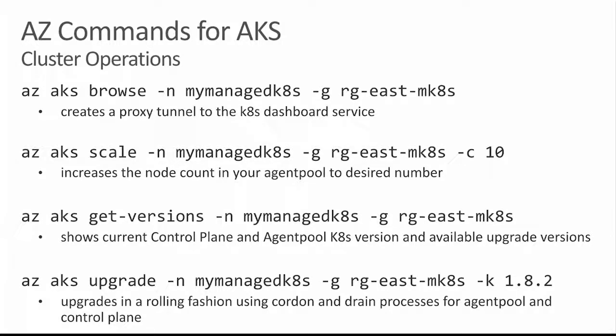We also have the AKS scale command. What the scale command does is it takes that number after -c, the new agent count, and it will increase the number of nodes in your worker set, agent pool we call it, by the number requested. And you'll see that the nodes get added, and then they get put into the master set. And then when you do kubectl get nodes, you can see all your worker nodes.